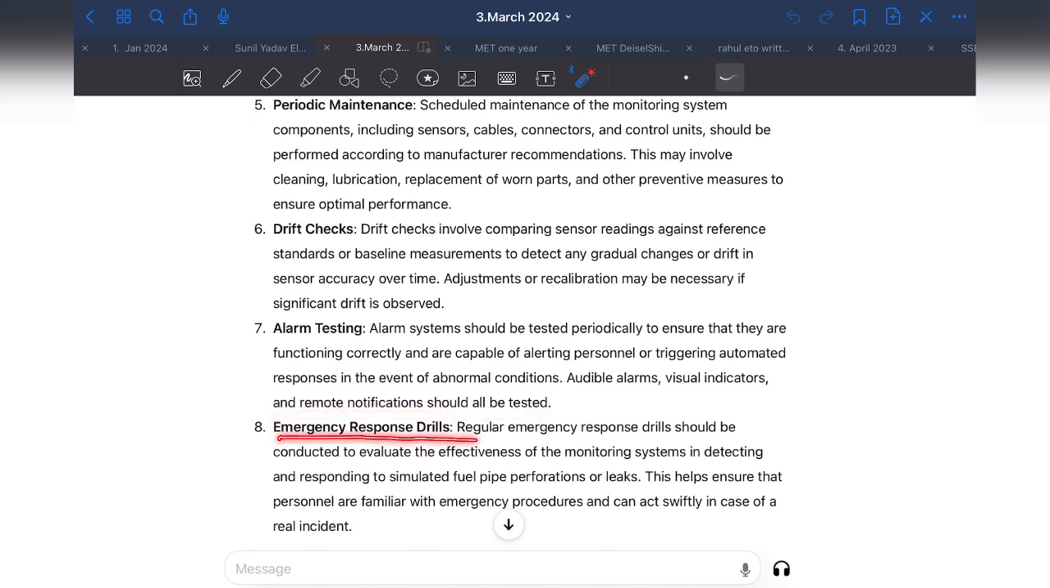Emergency response drill. Regular emergency response drills should be conducted to evaluate the effectiveness of the monitoring system in detecting and responding to simulated fuel pipe perforation or leaks. This helps ensure that personnel are familiar with emergency procedures and can act swiftly in case of a real incident.